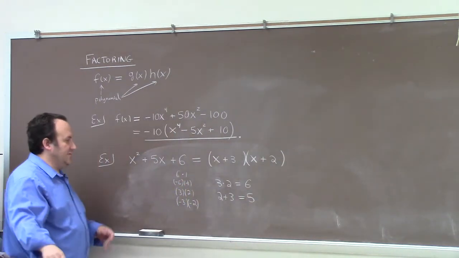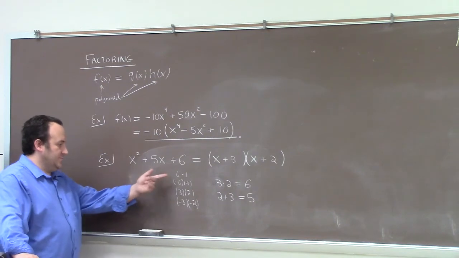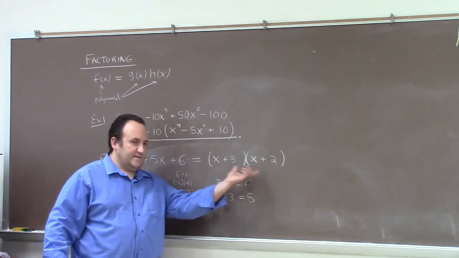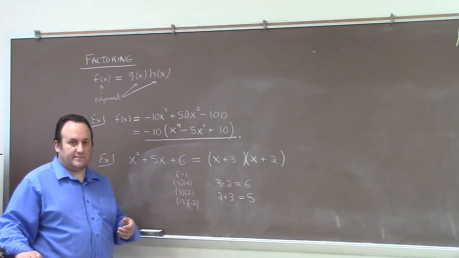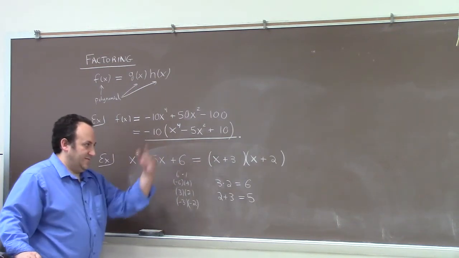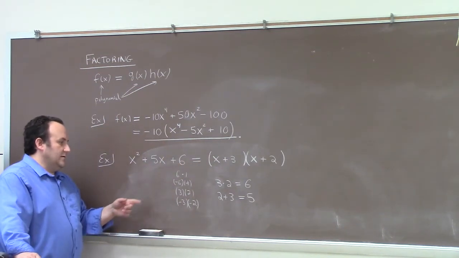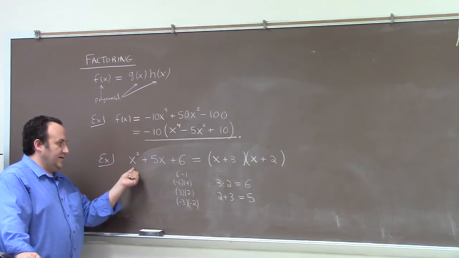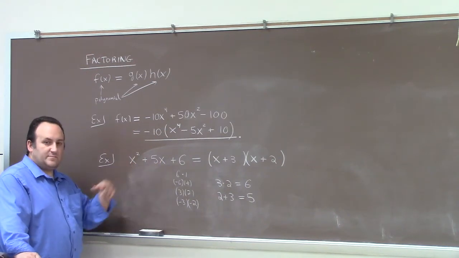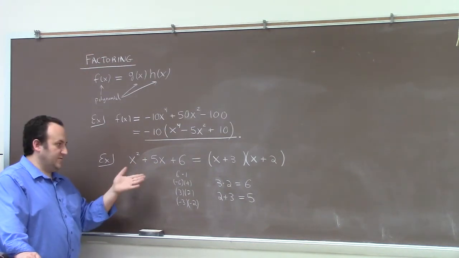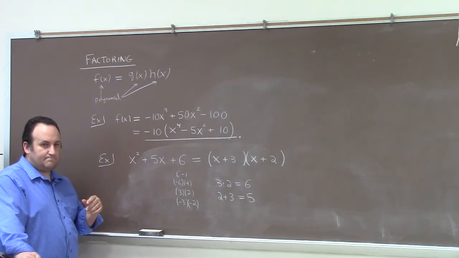And that's the kind of arithmetic that has to work out, because when we multiply this out, you guys like to FOIL it, right? If you FOIL that, if you want to call it that, we get back x squared plus 3x plus 2x plus 6, right? 3 plus 2 is 5, so that's that.